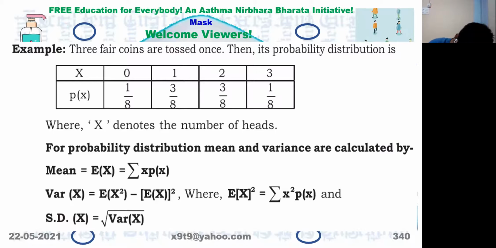Sigma x square px you have calculated just now, the total. Yes, sir. Sigma x square p of x minus sigma x px whole square. So x px also you have calculated at the bottom. Yes, sir. Sigma x px you have calculated at the bottom. How much is that? That one, whole square.